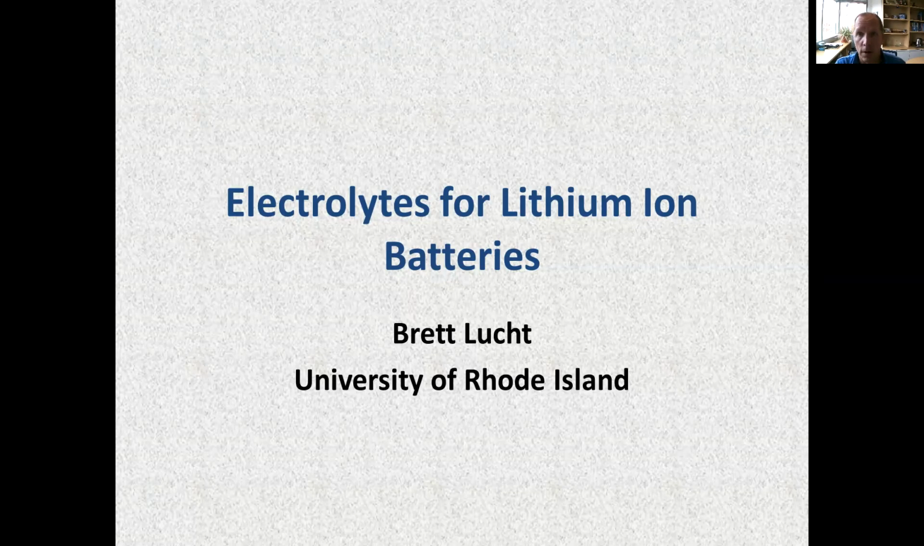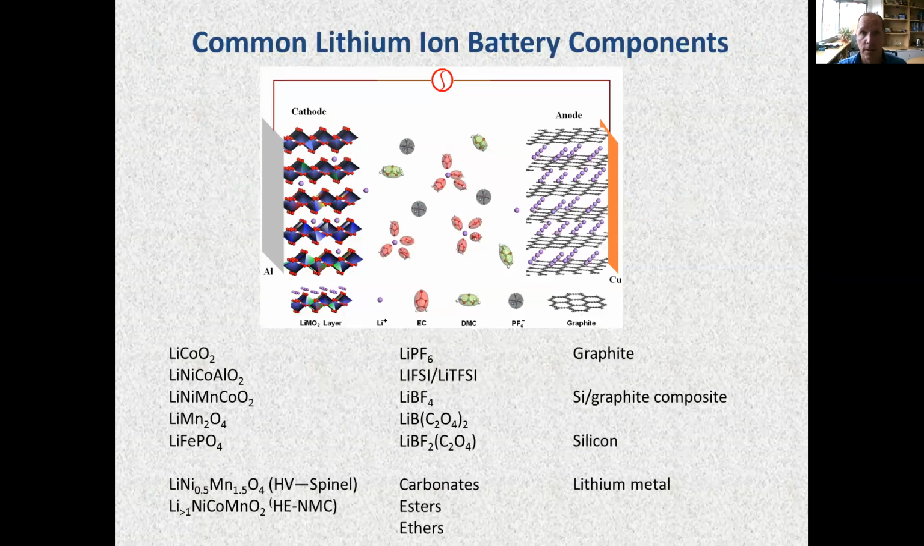Thank you again for attending the lecture on electrolytes for lithium-ion batteries. As we went over in the first lecture, the lithium-ion battery has three primary components, which are the cathode, which are typically lithiated metal oxides. Lithium cobalt oxide is the original cathode material that was developed by Professor Goodenough. However, most current lithium-ion batteries have similar layered cathode materials.